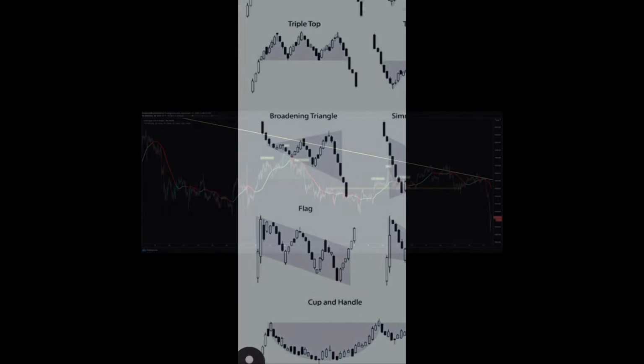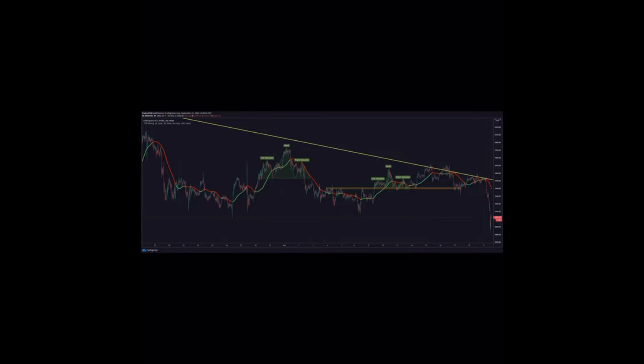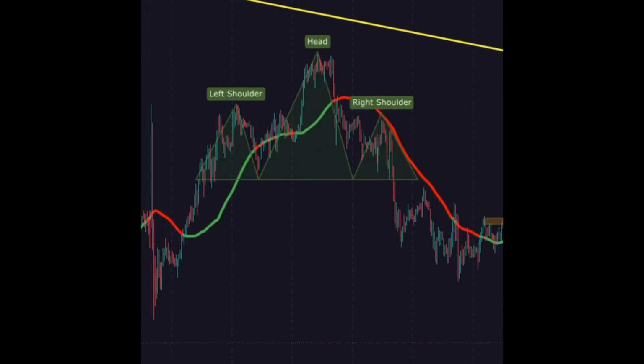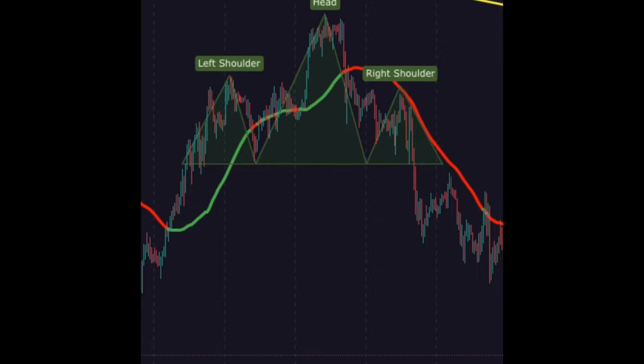Let's go to the charts and talk about some of them that I found just preparing for this video. Here we have a head and shoulders. Let me go ahead and zoom in on this one. You guys can see the pattern right there, left shoulder, head, and then right shoulder. And the play on this is supposed to be once it breaks the neck, once it breaks the bottom of that green formation that you see there, that's when you take it.